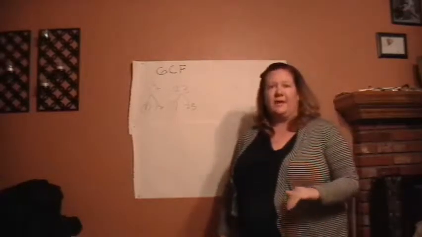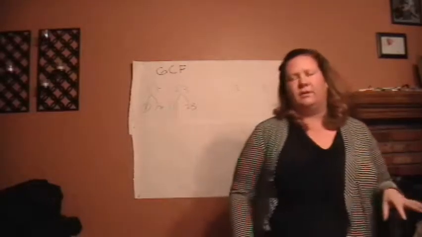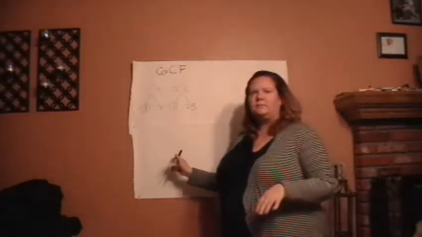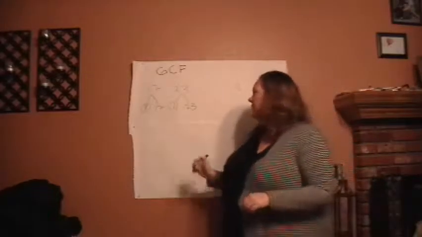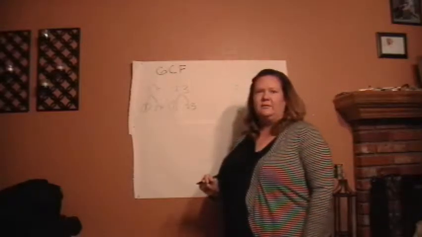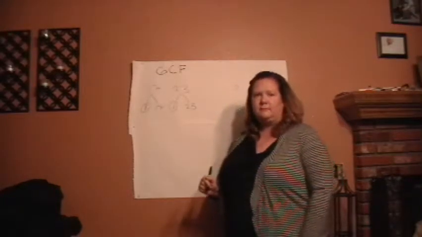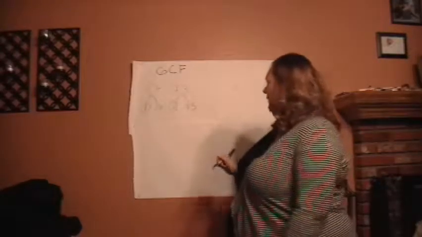I'm going to pass out your KWL charts and we're going to brainstorm a little bit about this concept. Can someone read to me what the first column says? What I know. So what do you guys know about GCF? Greatest common factor. Every number factors into itself and 1.